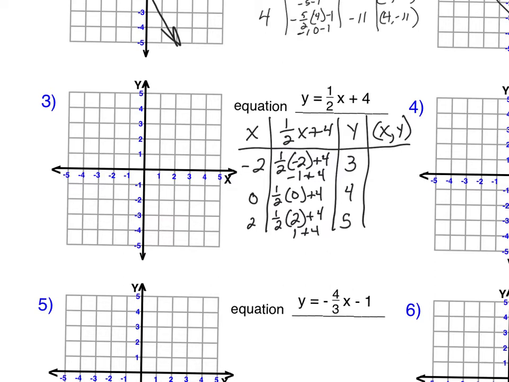So in this case, I'm going to have 3 points that I can plot on this graph. All three of them will fit. Negative 2, 3, 0, 4, and 2, 5. So I'm going to go to the left 2 and up 3, 0 and 4, and positive 2 and up 5.